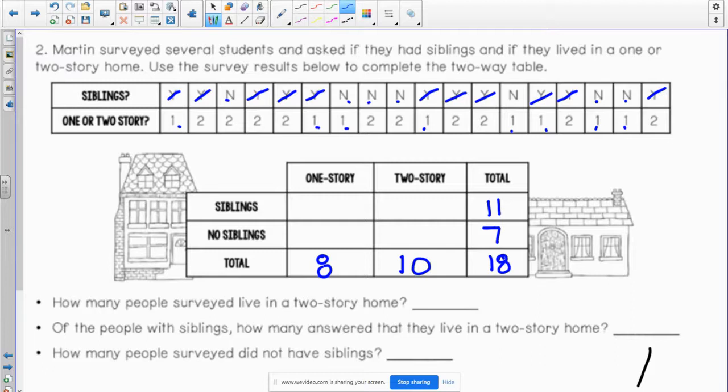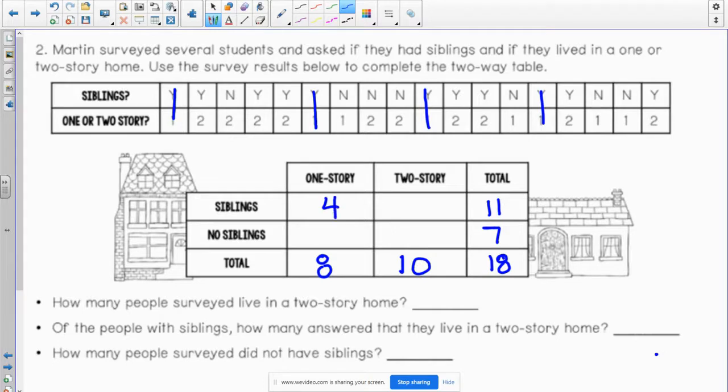Now, we get to go through how many of them said yes for each of these parts inside here. So let's go sibling and 1-story. So we're looking for yes and 1. So yes and 1. And I'm going to cross that out. Once we cross this off, that means I don't have to count it again. So there should be 18 when we're done here. So yes and 1. So 1, 2, 3, 4. I only counted 4.